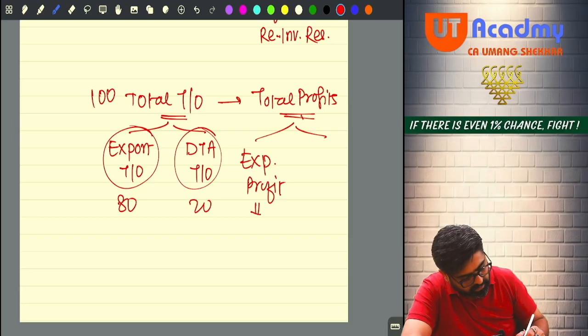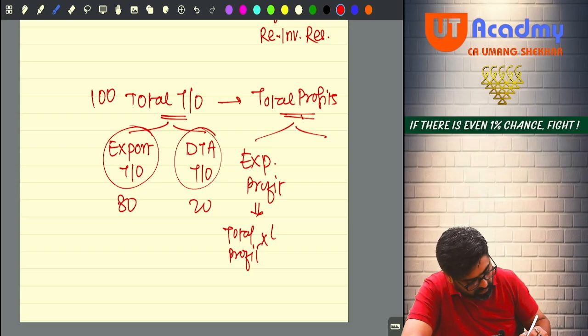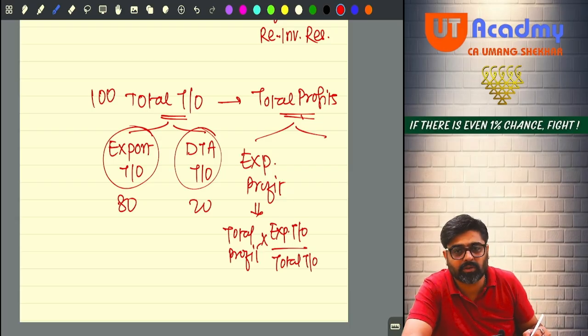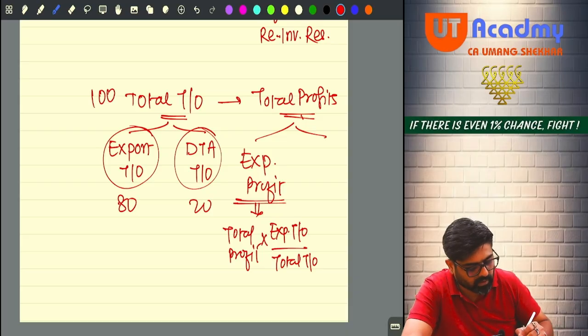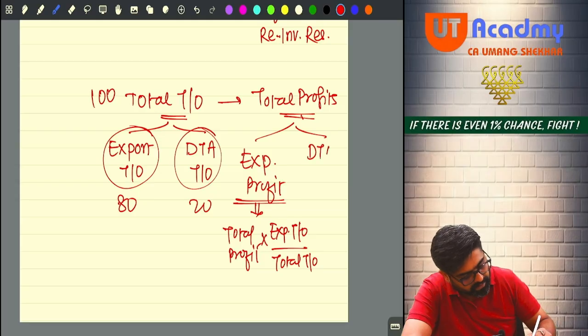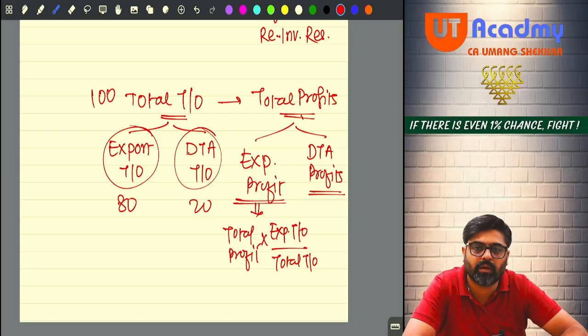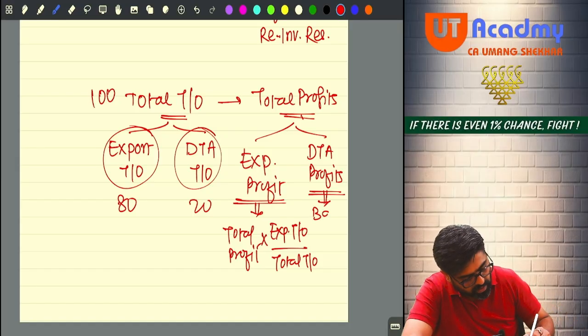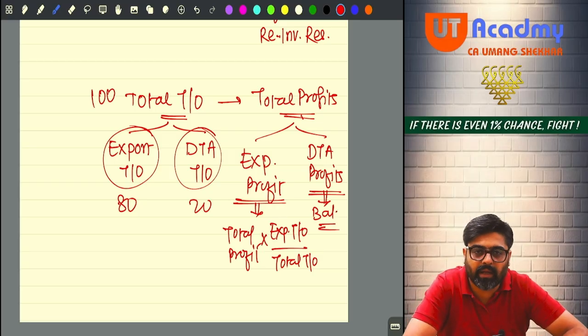And this export profit will be nothing but total profit into export turnover divided by total turnover. Export turnover divided by total turnover is the proportion of export turnover to total turnover. That proportion you apply to the total profits, and you are going to get export profits. And the balancing profit will be DTA profits. Now see, these DTA profits, the profit which relates to your domestic sales, will be entirely taxable.